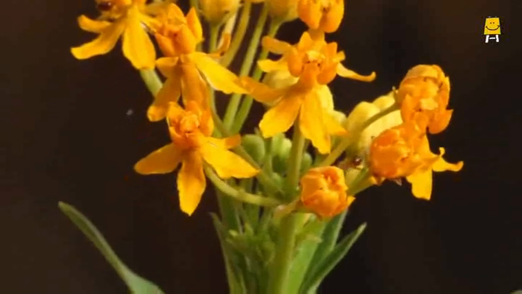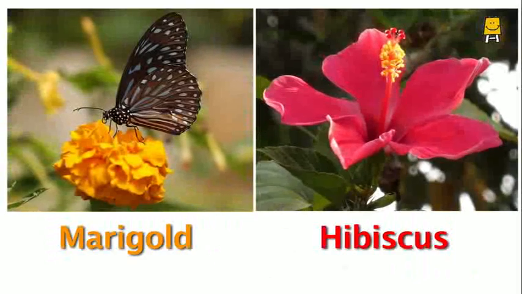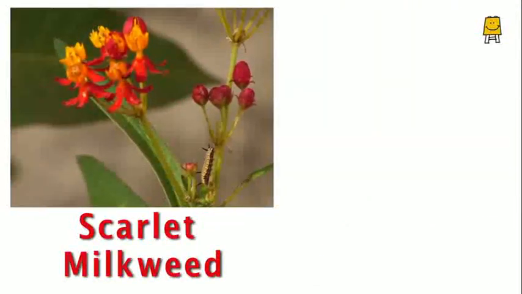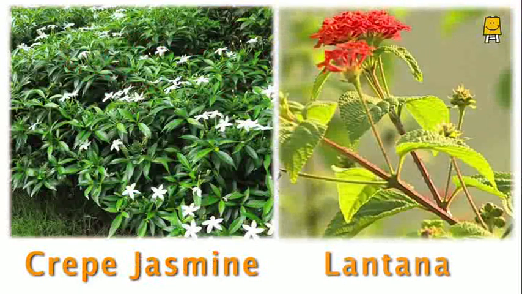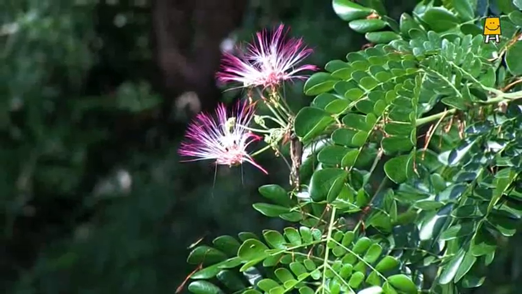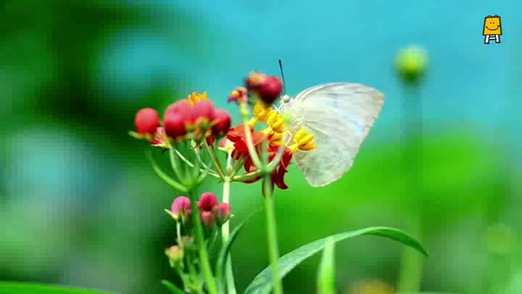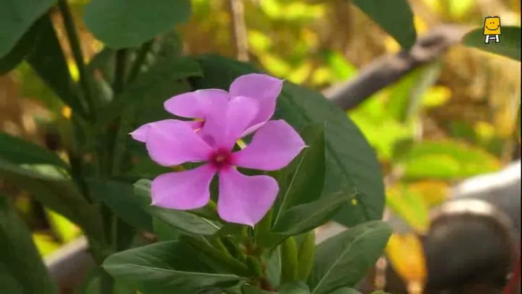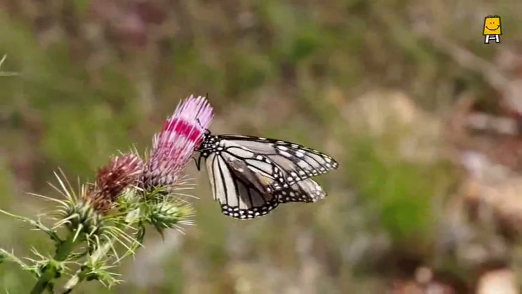Which are these flowers? These flowers are marigold, hibiscus, ixora, pentas, scarlet milkweed, oleander, crepe jasmine, and lantana. We can plant several other flowering plants like these. Some of these plants will be easily available around us, but we may have to look for some or buy them from a nursery. Some wild flowers and grasses also attract butterflies.